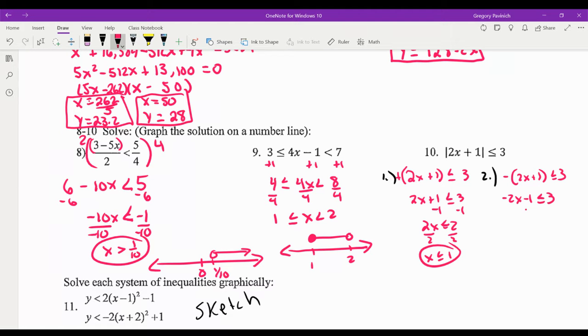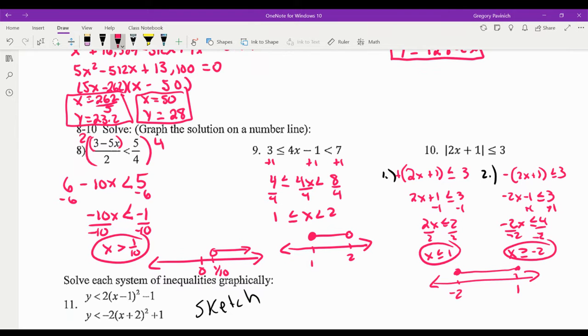And then my other side, I'm going to add 1, divide by -2, flip the inequality, and then I'm going to graph this. I have 1 and I have 2, both are solid. X is less than 1 and x is greater than -2. So it's an and statement too.